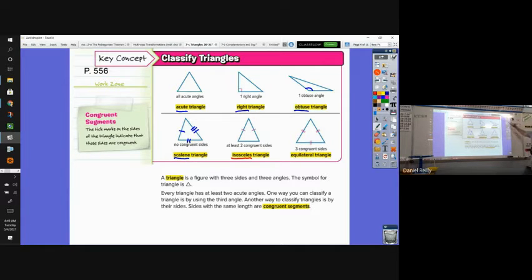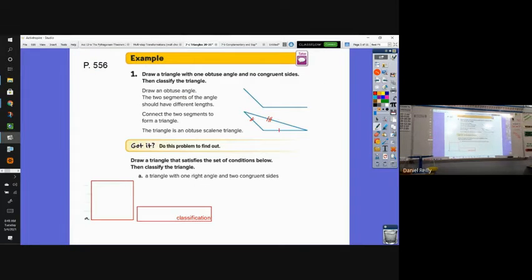Okay, so classify the triangle. This says draw a triangle with an obtuse angle and no congruent sides, and then classify it. So you, one obtuse angle, you connect it to make the triangle. You can show that the three sides are all different lengths by giving them different numbers of tick marks. And this is an obtuse scalene triangle. Obtuse because it has an obtuse angle. Scalene because the three sides are different lengths.